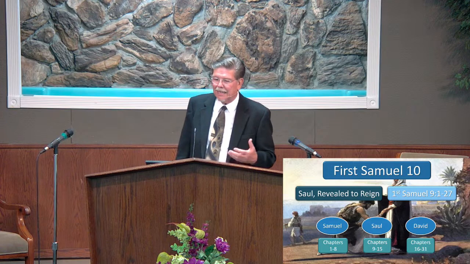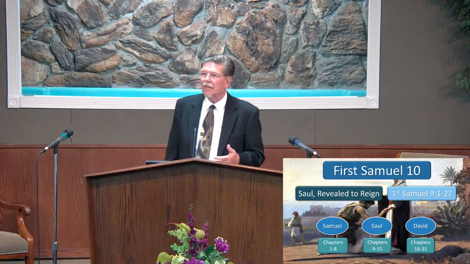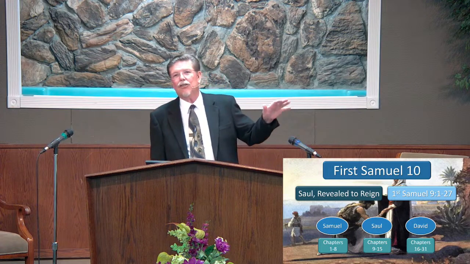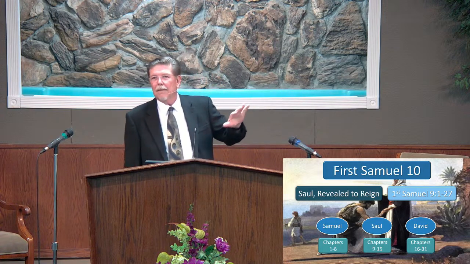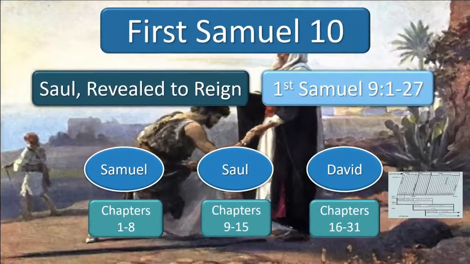Of course, our overall outline you see here. Samuel, we've already looked at all of the chapters dealing with him, chapters 1 through 8. Now we're starting on 9 through 15, dealing with Saul. And then we'll deal with David from chapter 16 to verse 31. I've also got a little chart. If you like a little bit more visual of that particular idea, I'm going to give you a little tiny chart.